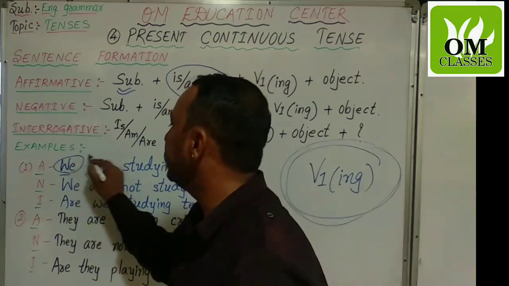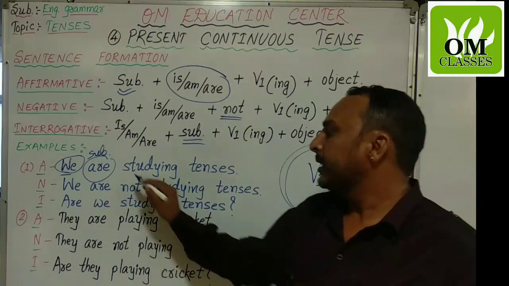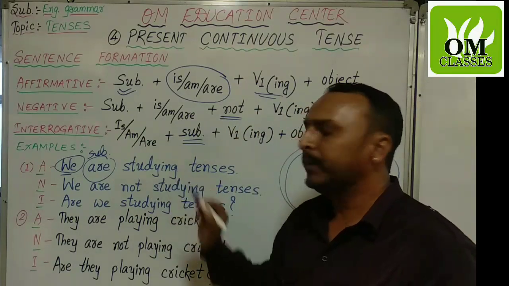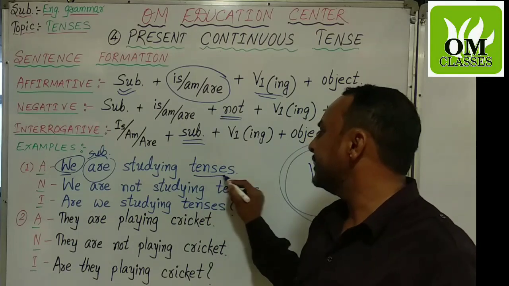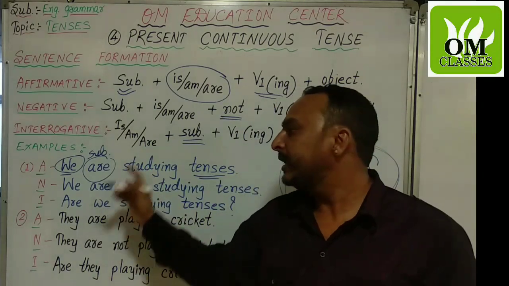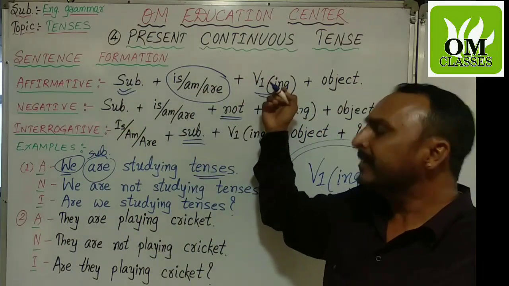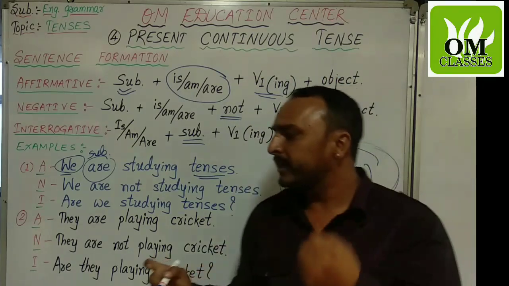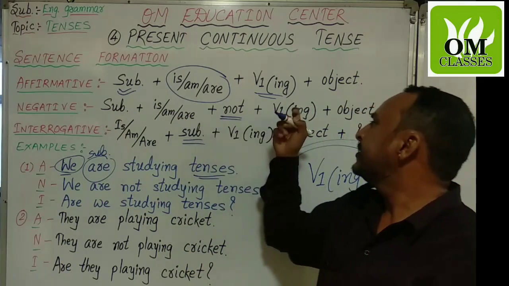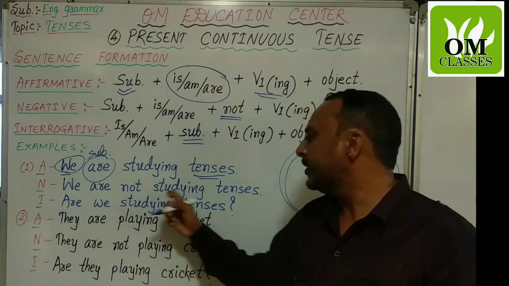What is our we? This is our subject. Then is, am, are में से हमने क्या लिया यहाँ पे are. Now study के साथ ing means वो हमारा क्या हो गया, V1 ing फॉर्म यहाँ पे यूज हो गया. And tenses is our object. तो यहाँ पे स्टूडेंट्स आपको पता चल रहा है we are studying tenses means subject, we are studying tenses. If we write the negative sentence, it becomes we are not studying tenses. I have written, we are not studying tenses.